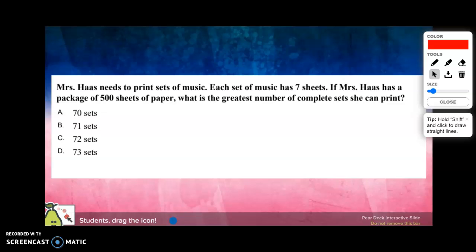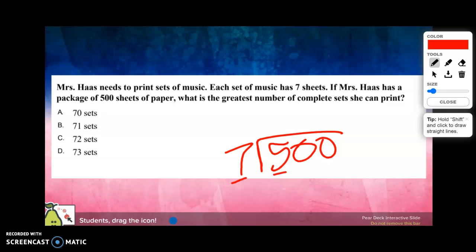Mrs. Haas needs to print sets of music. Each set of music has 7 sheets. If Mrs. Haas has a package of 500 sheets of paper, what is the greatest number of complete sets she can print? So in this case, we are not multiplying, we're dividing. We're going to divide 500 by 7. So go ahead and work that out and pick your answer and then click continue when you are ready.